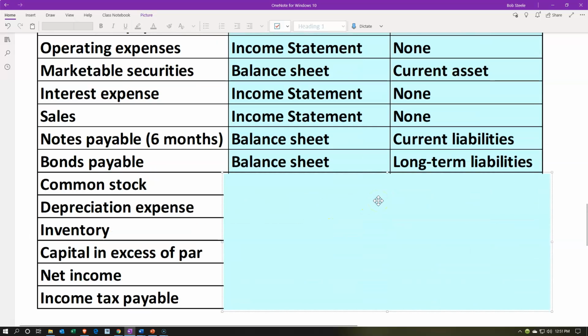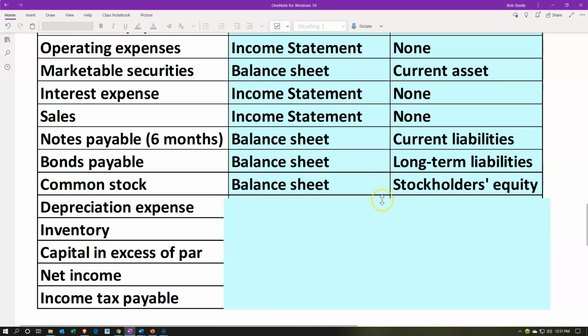Remembering the equity section will typically be broken out in a corporation to what was put into the company, which will be common stock and additional paid-in capital, and the earnings that have been retained and not given back out, that being retained earnings.